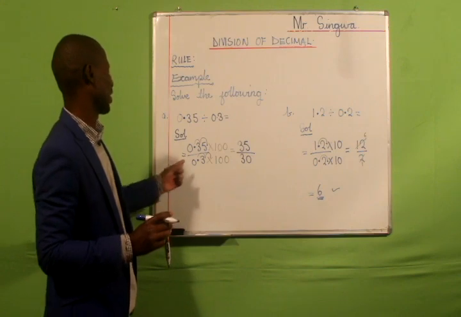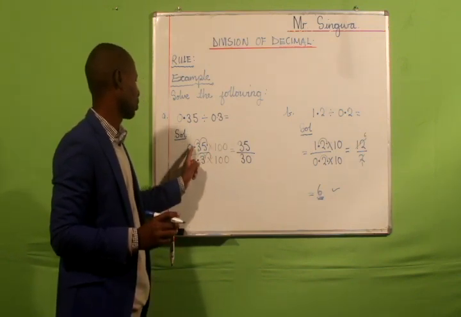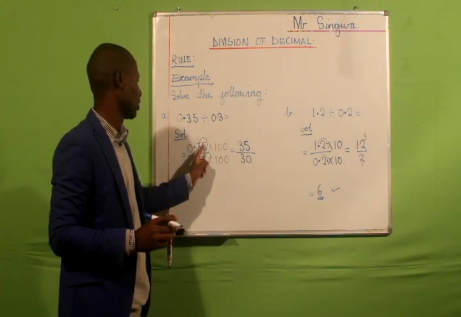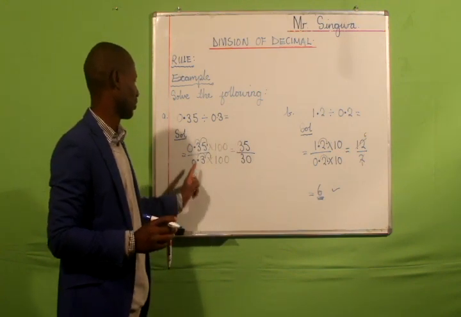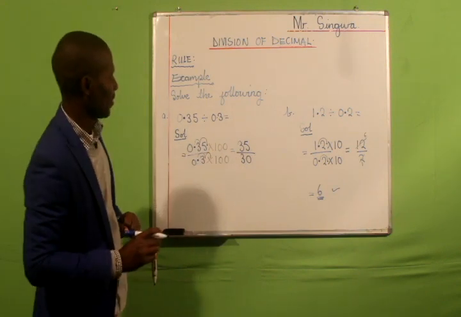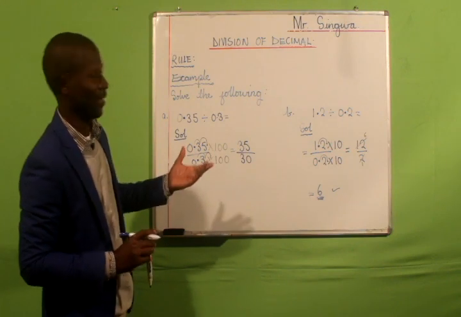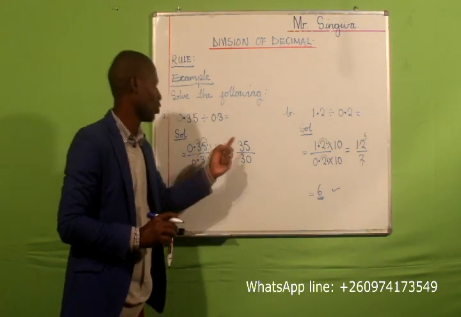Where is the 0 coming from? This has shifted 1, 2, so here it's 0, 1, 2. Here there's 5 and there's 3. That's why we've written it like that. So that is where now you need to easily divide. How many times can 30 go into 35?